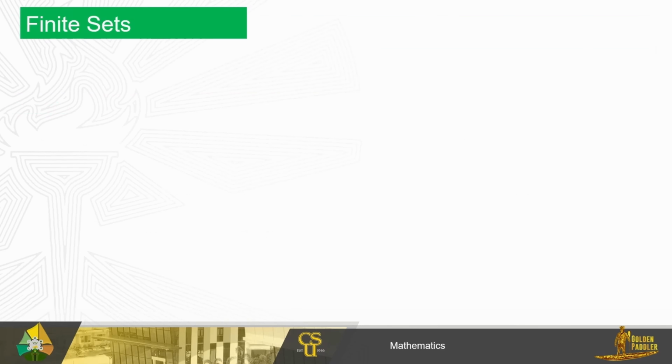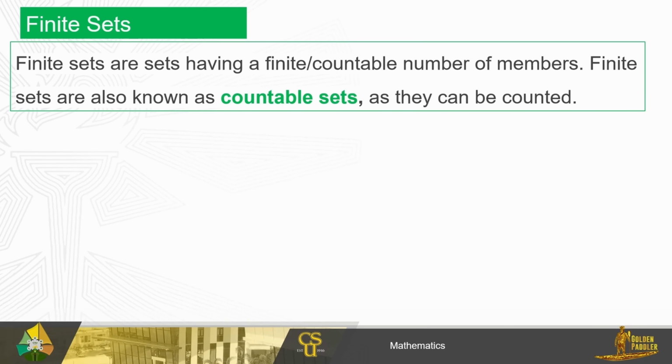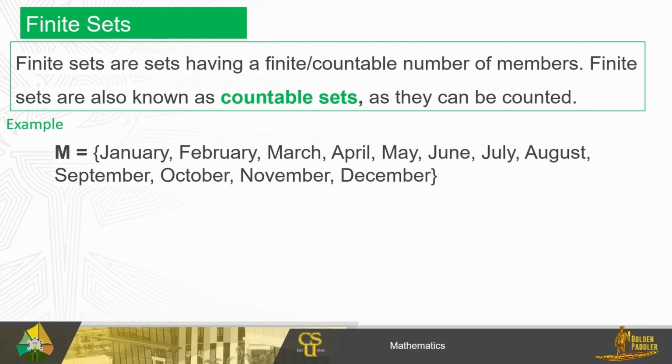Let's define finite sets. Finite sets are sets having a finite or countable number of members. Finite sets are also known as countable sets, as they can be counted. For example, the set M consists of the months in a year. We have January, February, March, April, May, June, July, August, September, October, November, and December. So again, this is a finite set because you can count the elements in the set M.